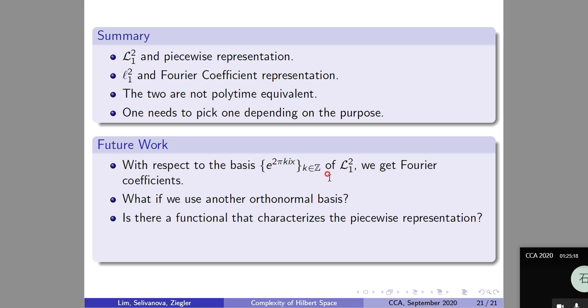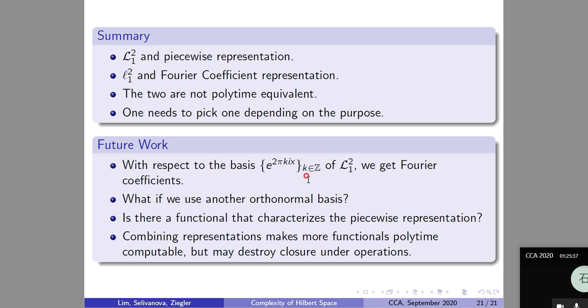We introduced the piecewise representation, and is there any functional that characterizes the piecewise representation, like in the case of the Fourier coefficient representation? And if we combine two or more representations, maybe we could compute more functionals in polynomial time, but this may destroy closure properties under operations.